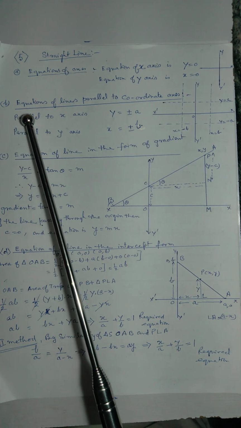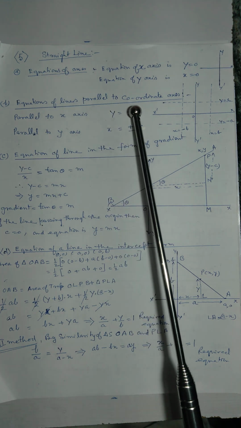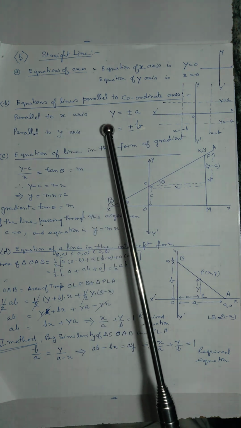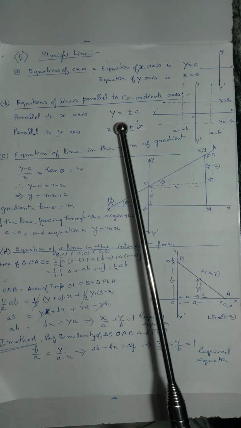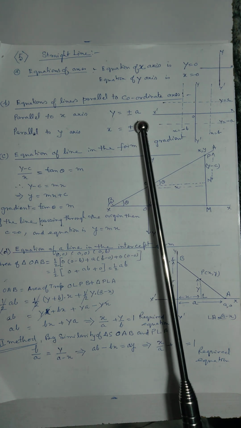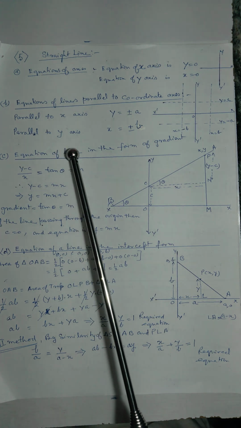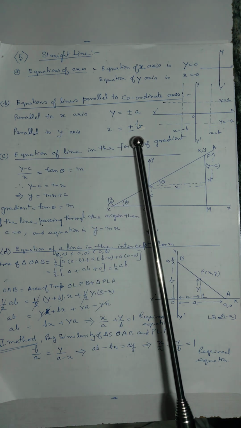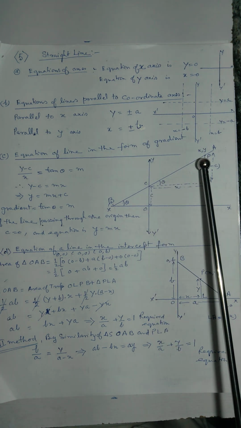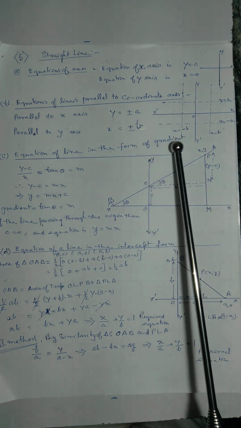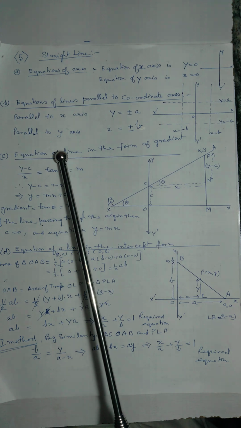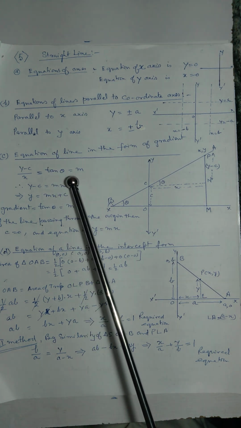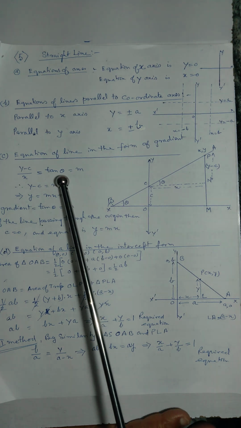Now the B point, that is the equation of line parallel to the coordinate axis. Parallel to x-axis means y will be equal to plus minus a. Parallel to y-axis, x will be equal to plus minus b. These are the formulas which I have given you, and it will help you, and I will keep on revising these formulas while solving the exercise.